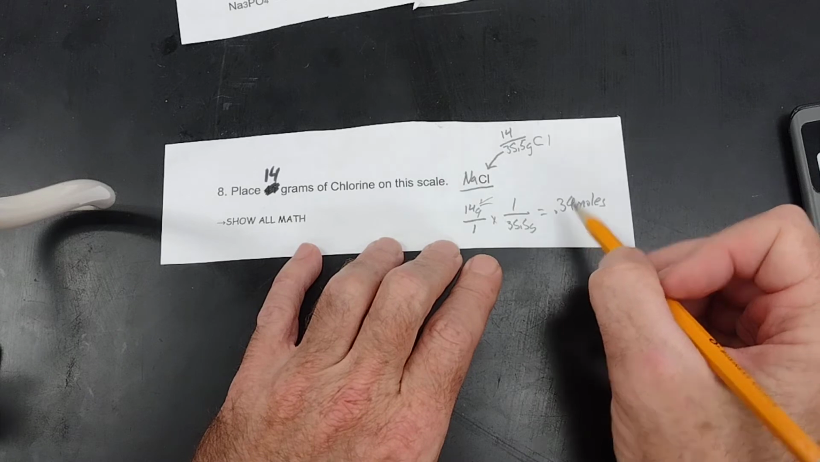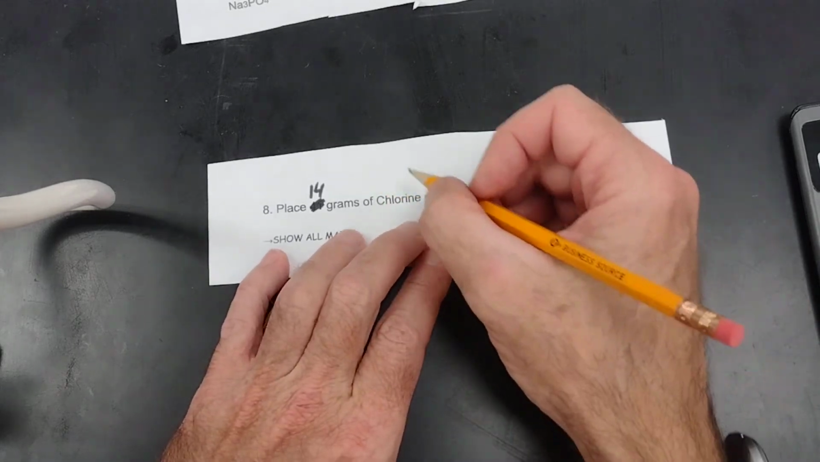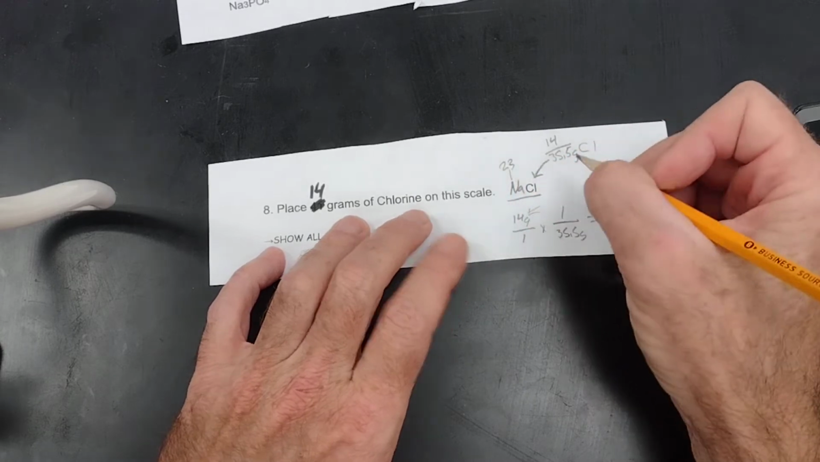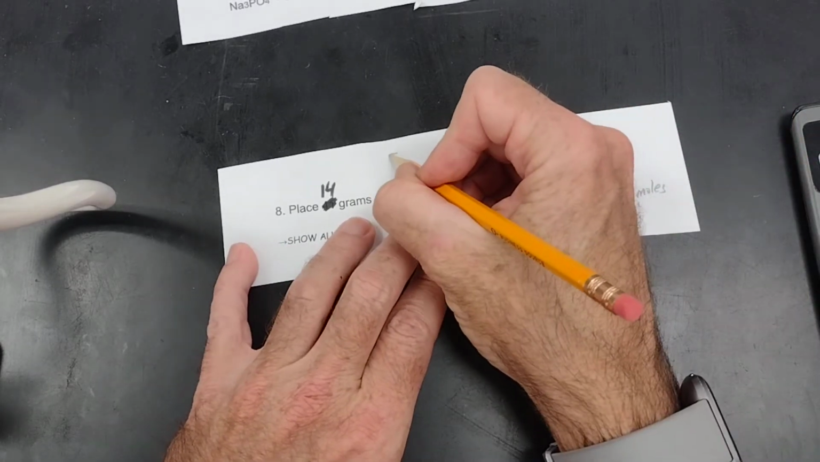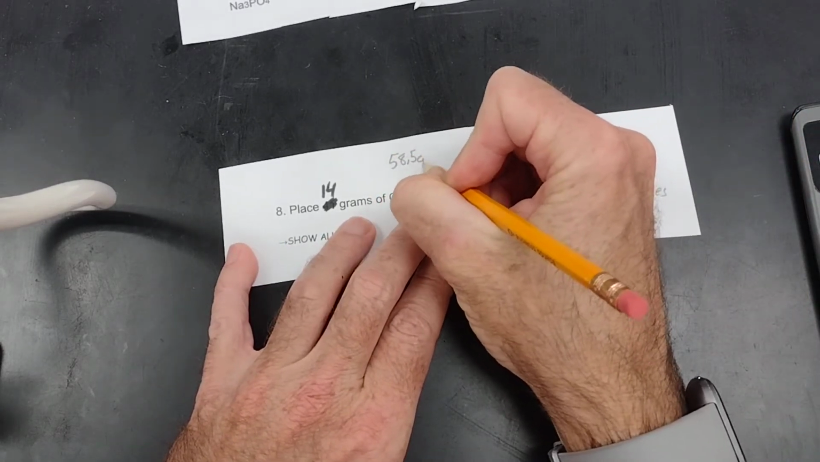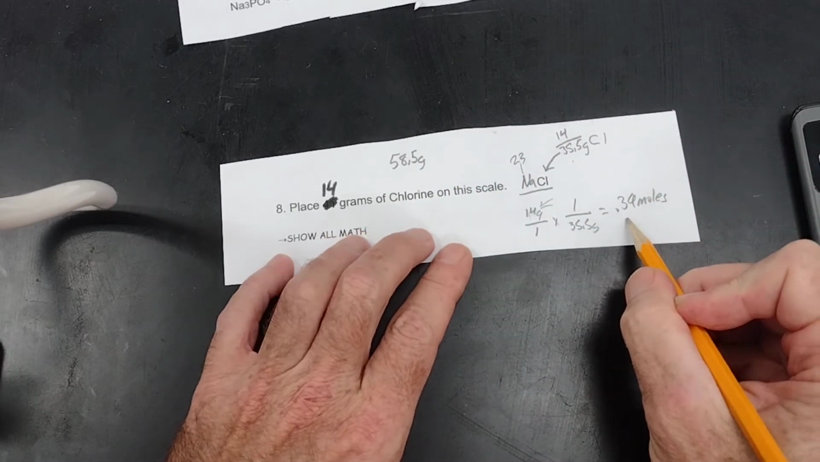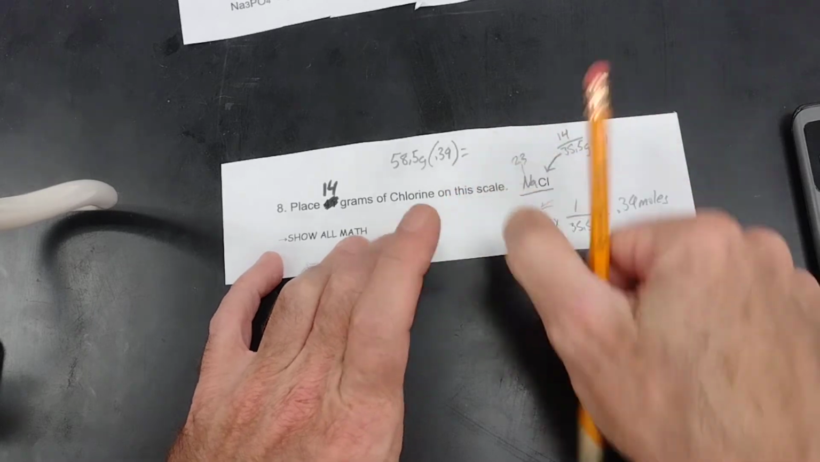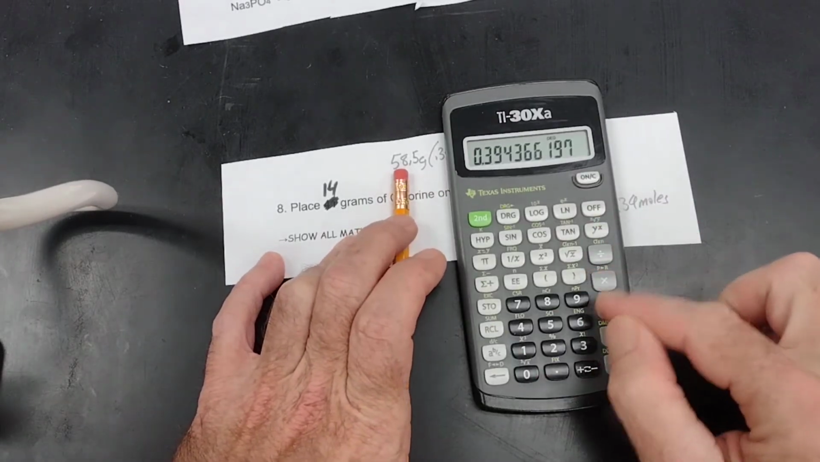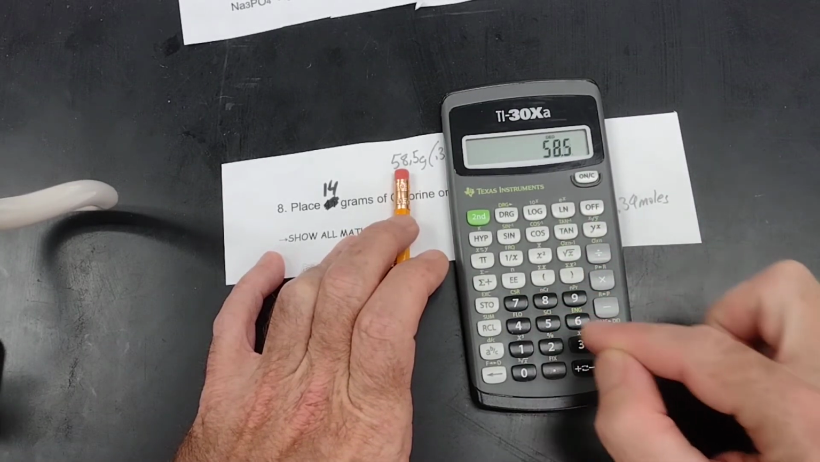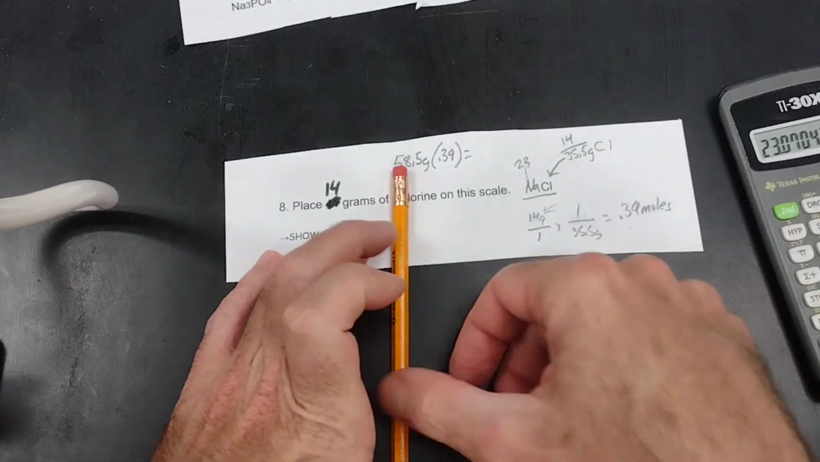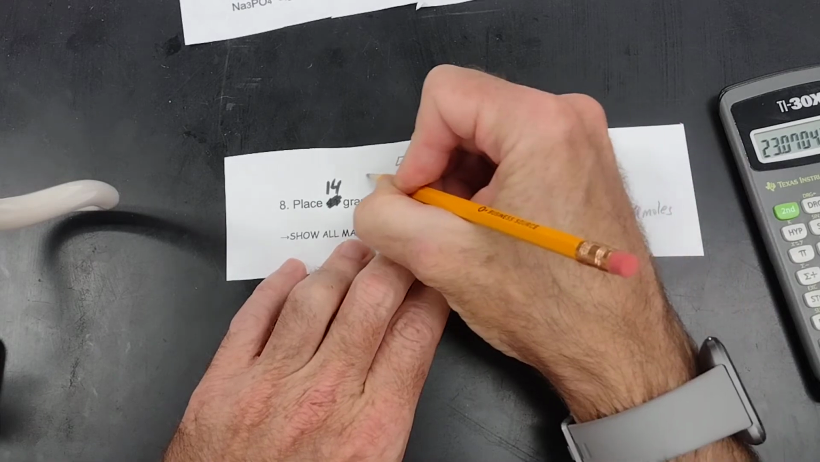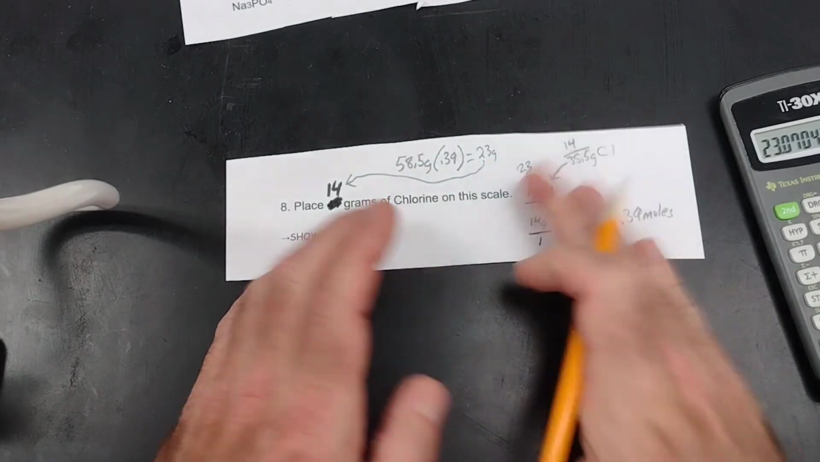Now, 0.39, okay. How much does a mole of salt weigh? It's 23 plus 35.5, so 58.5 grams is 1 mole. And if you only put 0.39 moles on the scale, if you put 23 grams on that scale, 14 of them would be chlorine.